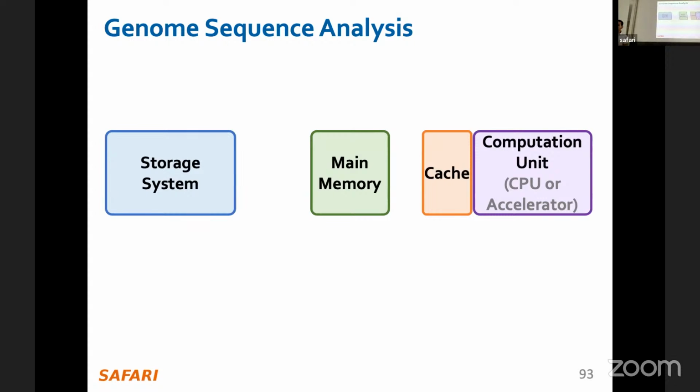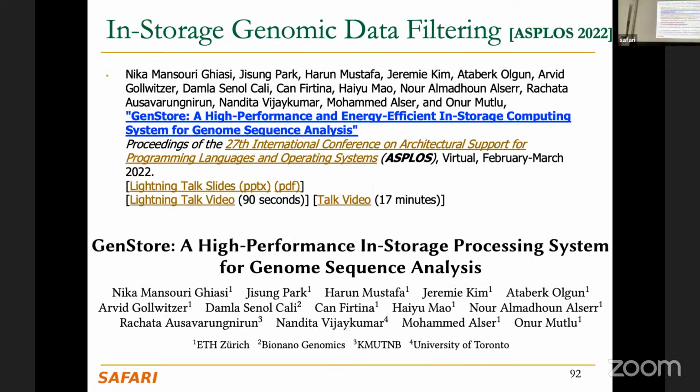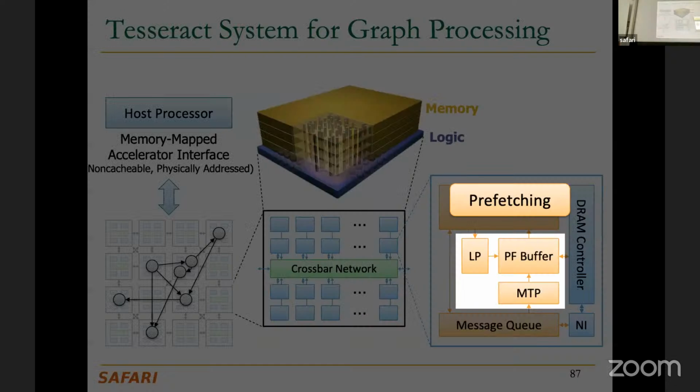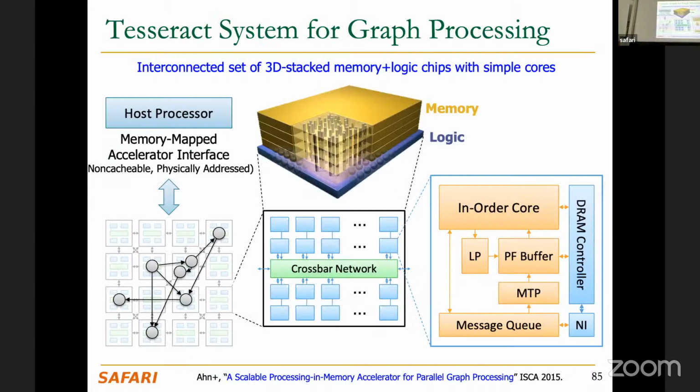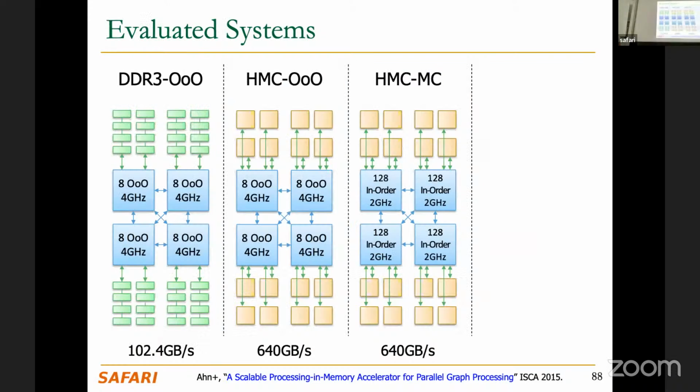You have a question? Yeah, sorry. Sure. So the Tesseract system is only for graph processing? Graph processing, yes. So you can't execute other things? In theory, you can, since the cores that we are using here are simple in-order cores, and those cores are general purpose. So in theory, you can accelerate other things, but it was designed initially having graph processing algorithms in mind. Okay.